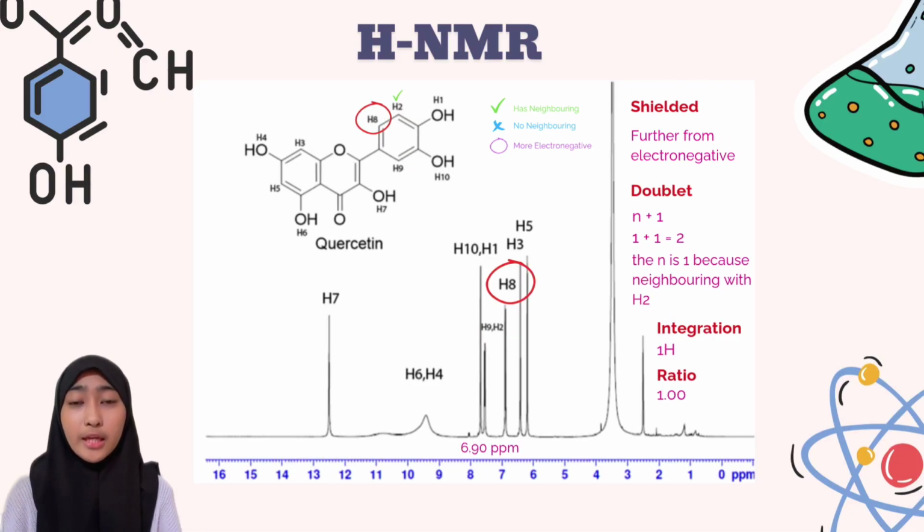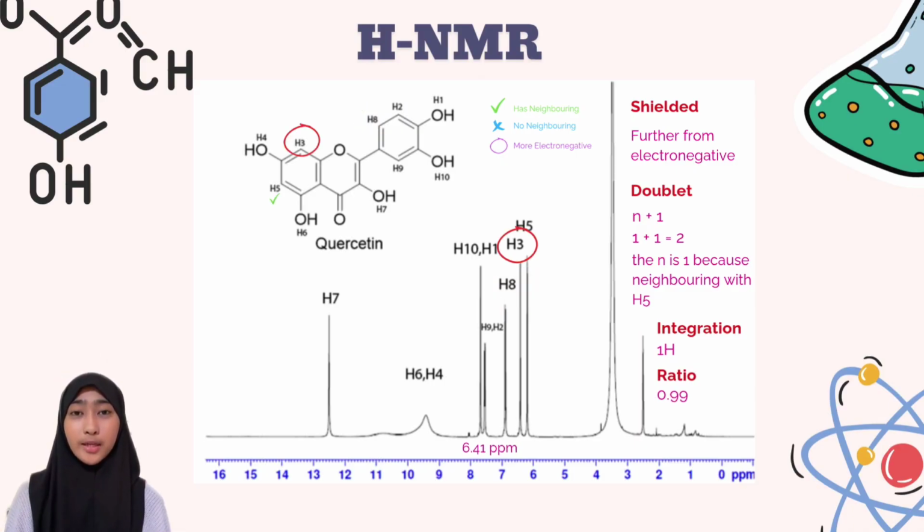The fifth peak at 6.9 with a ratio of 1.0, an integral of 1 proton, is assigned as H8. It is shielded because it is further from the electronegative element, and it shows a doublet because it is neighboring with H2.